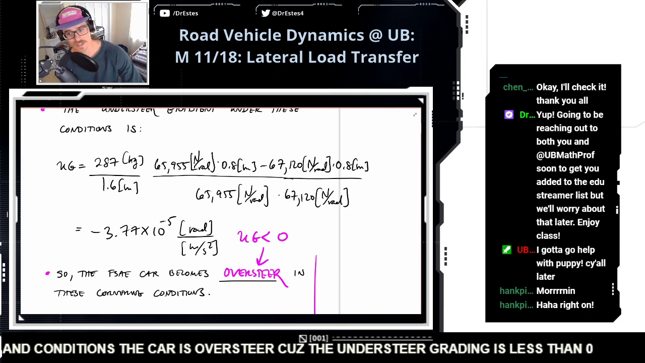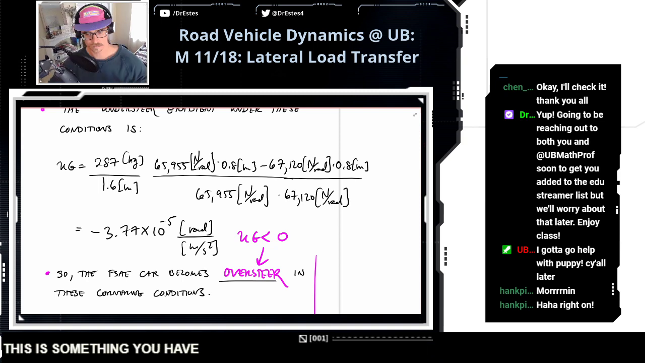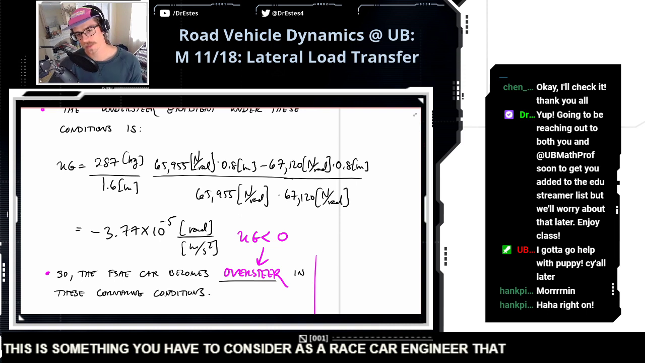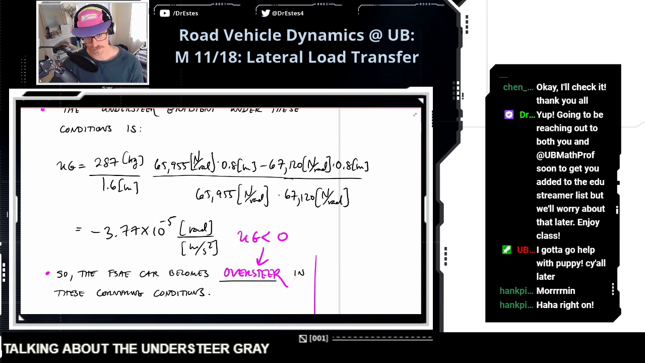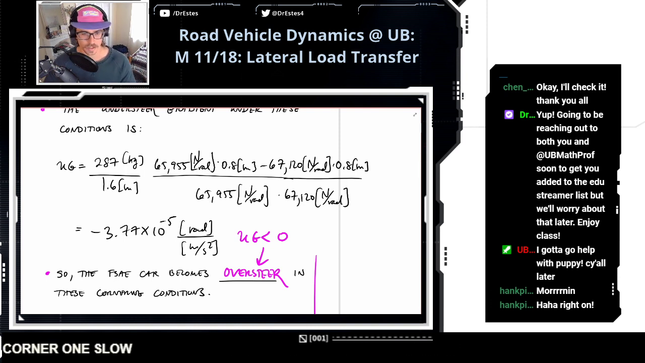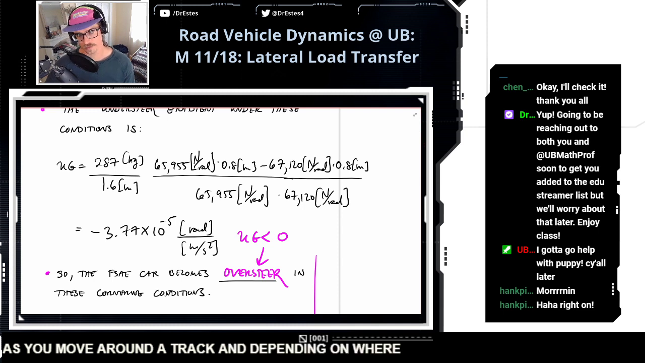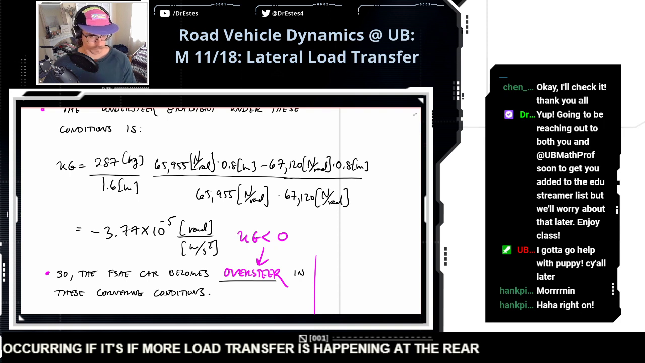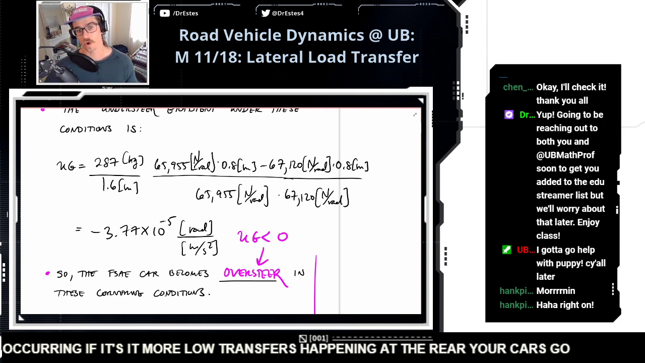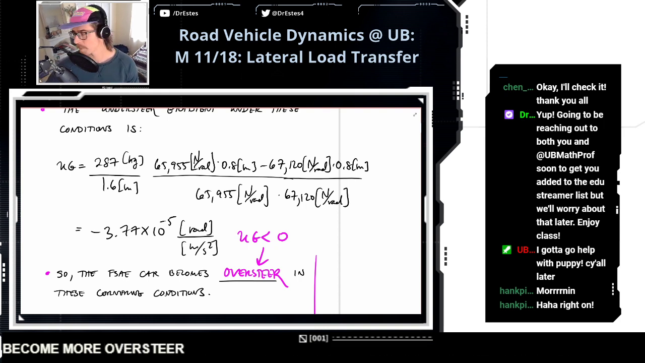So this is something you have to consider as a race car engineer. We've been talking about the understeer gradient as a static thing, but once you start to corner, once load is being transferred, the understeer gradient is always changing as you move around a track. And depending on where the load transfer is occurring, if more load transfer is happening at the rear, your car is going to become more oversteer in cornering. Very interesting.